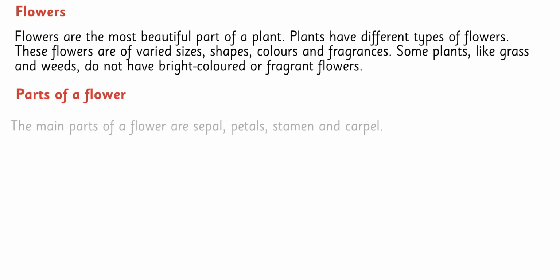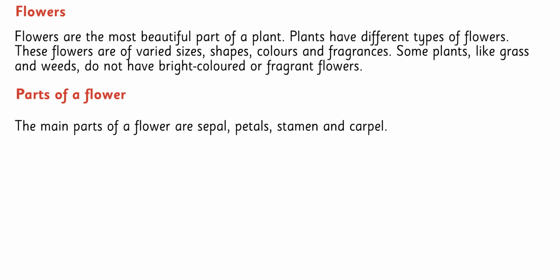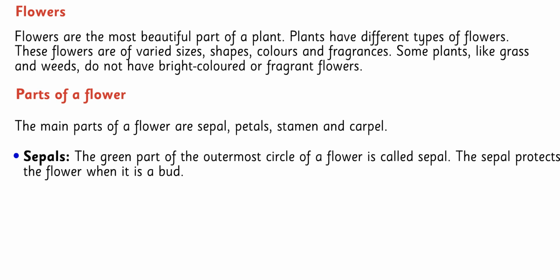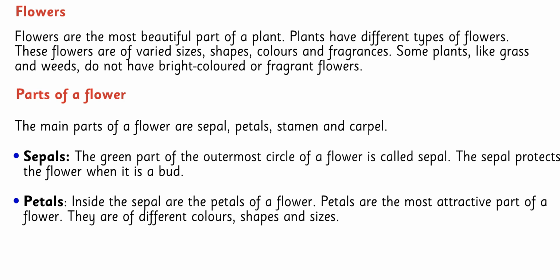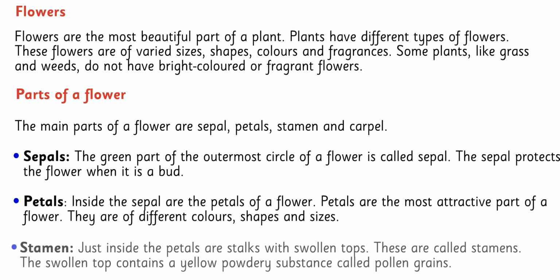Parts of a flower. The main parts of a flower are sepal, petals, stamen, and carpel. Sepals. The green part of the outermost circle of a flower is called sepal. The sepal protects the flower when it is a bud. Petals. Inside the sepal are the petals of a flower. Petals are the most attractive part of a flower. They are of different colors, shapes, and sizes.